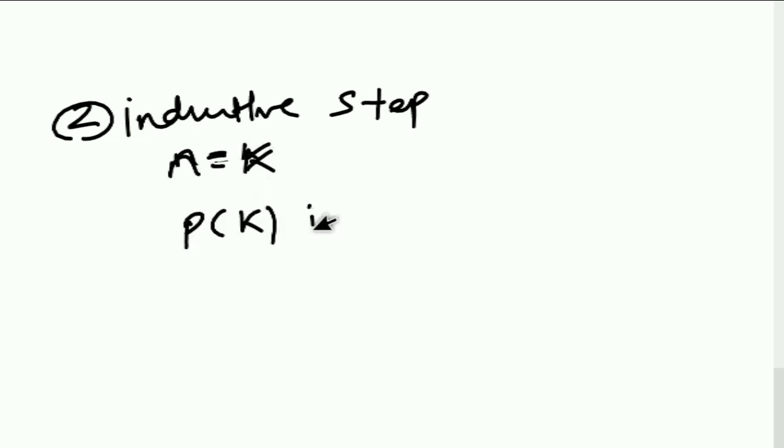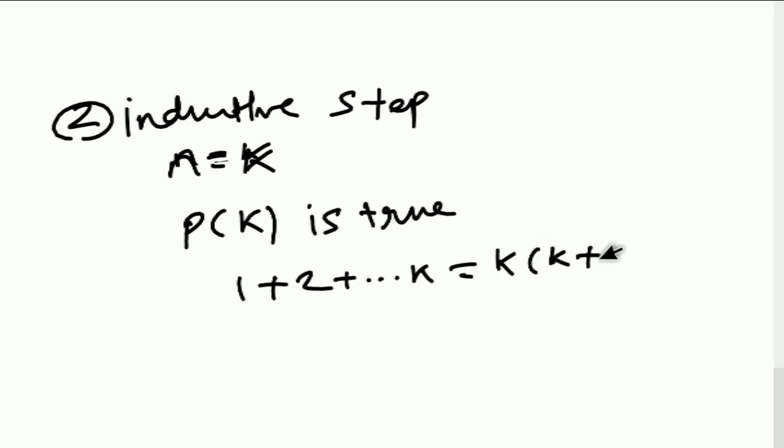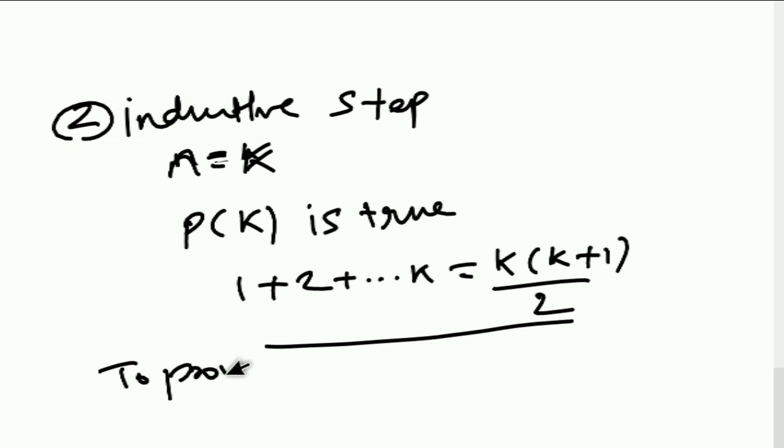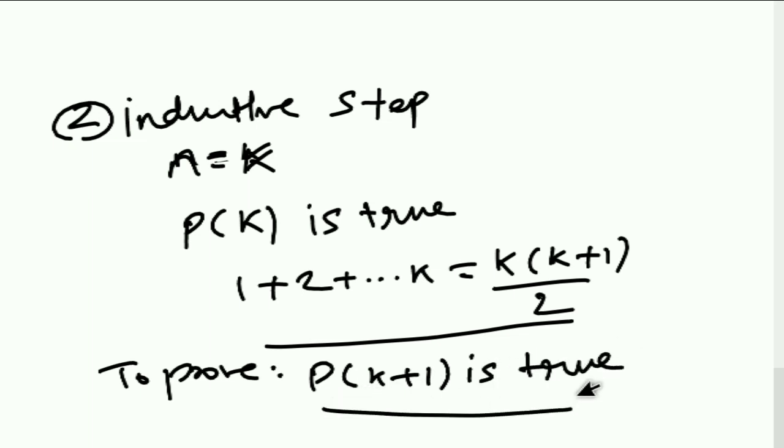P of k is true. It means that 1 plus 2 plus dot dot dot k is equal to k into k plus 1 divided by 2. So it means this. We assume this, and we have to prove that it is true for P of k plus 1. We have to prove this.